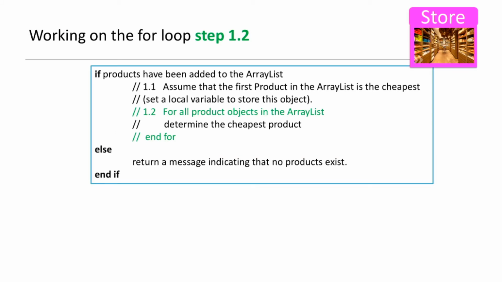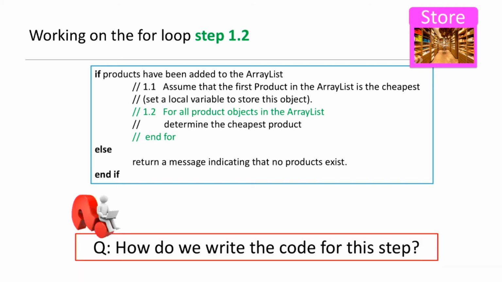Next, step 1.2, we're working on the for loop. For all product objects in the array list, determine the cheapest product, end for. So what we want to do is take a look at the green section here. How would we visit every element in the array list? Again, how would you implement that code? Pause for a moment, see if you can solve it, and we'll give you the solution in just a second.